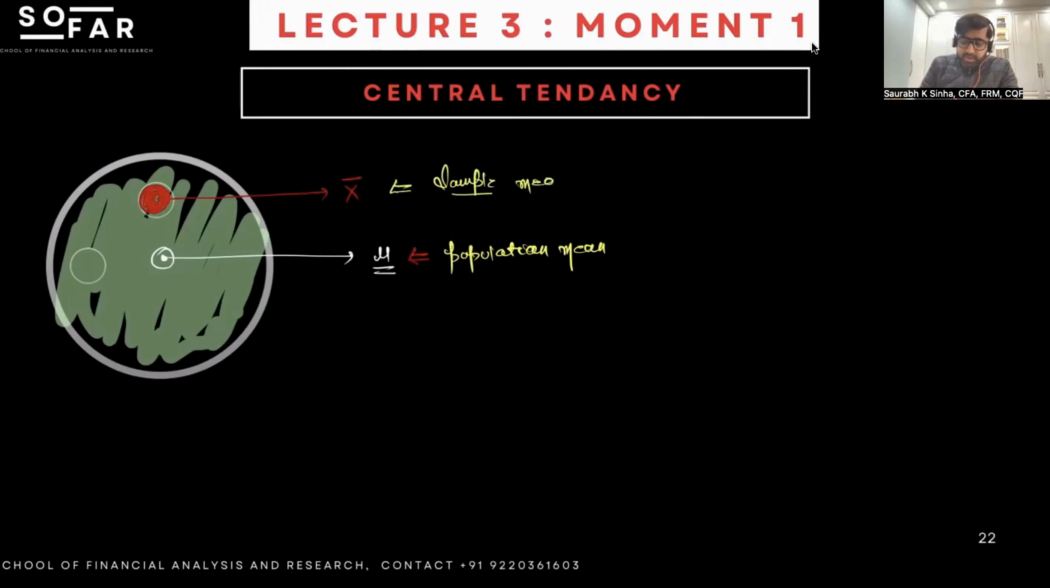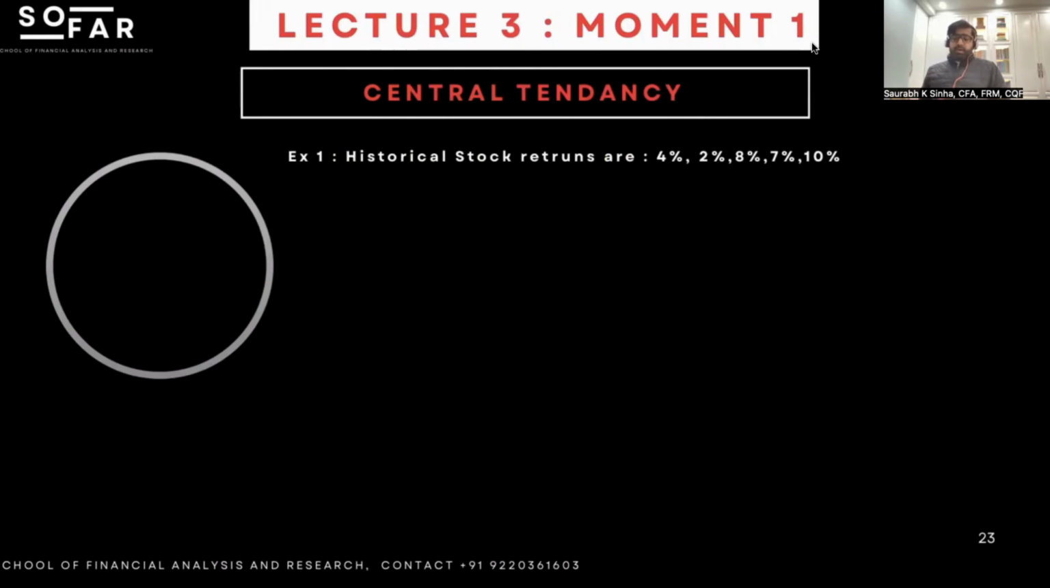So we discussed the mean. Let's discuss median first. So again, this is the historical return: 4%, 2%, 8%, 7%, and 10%. With the same example where we have historical data and we are taking a financial instrument, which is stock, and we are saying the returns are 4%, 2%, 8%, 7%, and 10%. Let's find the median. What is median?